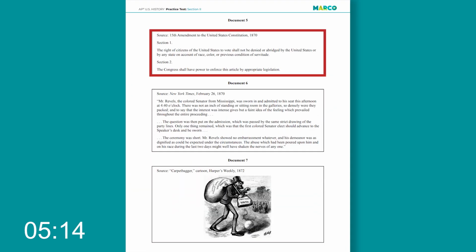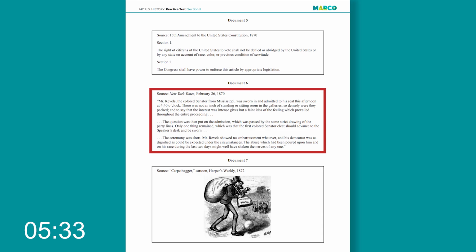Document 5, 15th Amendment to the Constitution. Okay, also familiar. So, not abridging the right to vote. I'm keeping my notes pretty short in the margins. I don't want to let them take over. Blah, blah, blah, Congress. Okay, New York Times. Mr. Revels. 1870. So these documents are moving in a nice time order, as they often are. So that helps me figure out how to arrange them.